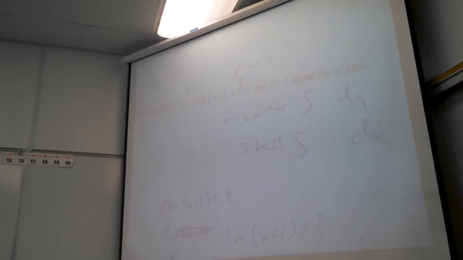Why did I change it? So here's what the washers would have to be. Here's what the shells would be then, right? So do you realize if I use shells, then it's going to be 2 pi times something times this, and I can't integrate natural log. I can differentiate natural log all day long. But integral of natural log, you got to wait for 280.